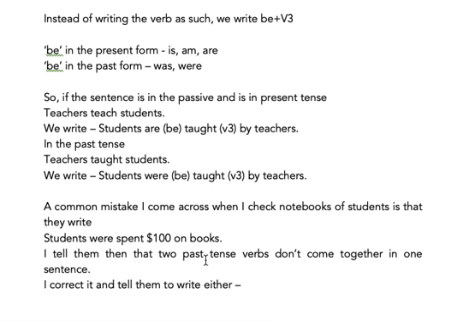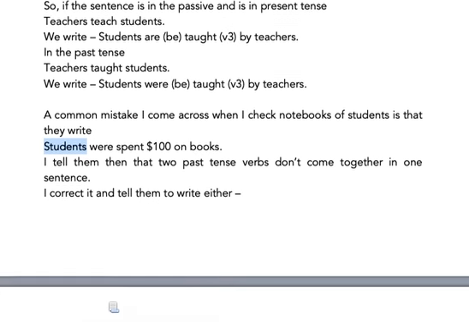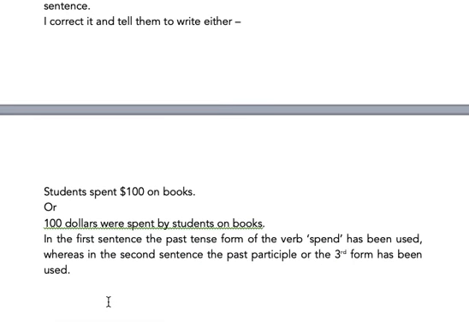Then in the passive it will be the third form. Then we can write $100 were spent. But with the subject in the front, we cannot write were spent. Then I tell them that two past tense verbs don't come together in one sentence. I correct it and tell them to write either students spent $100 on books or $100 were spent by students on books. In the first sentence, the past tense form of the verb spent has been used, whereas in the second sentence, the past participle or the third form has been used.